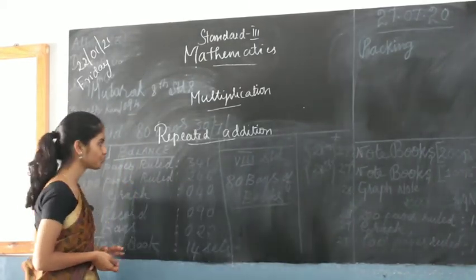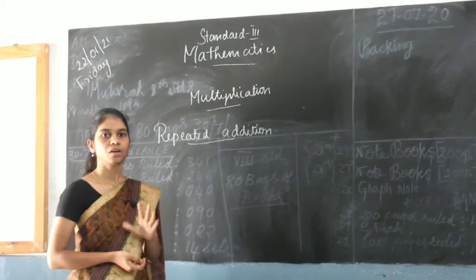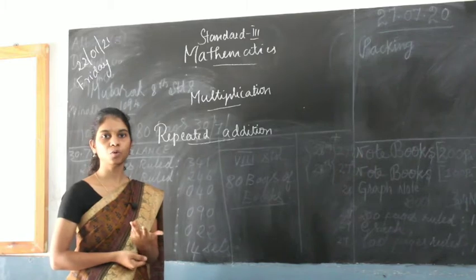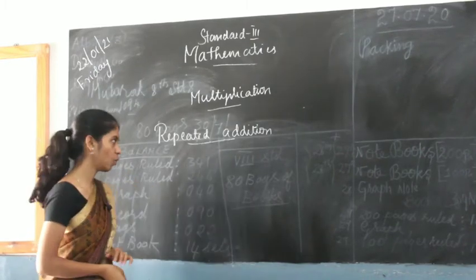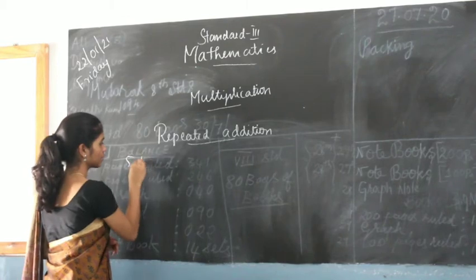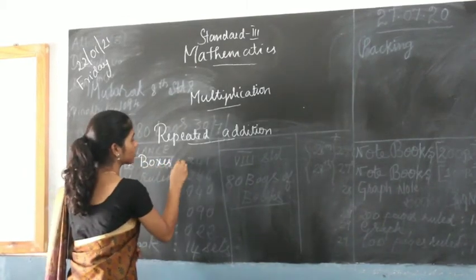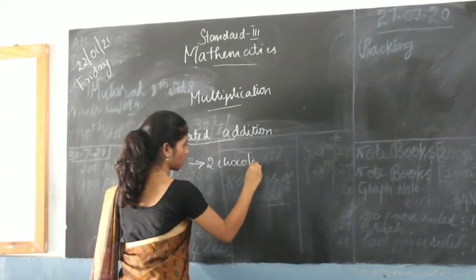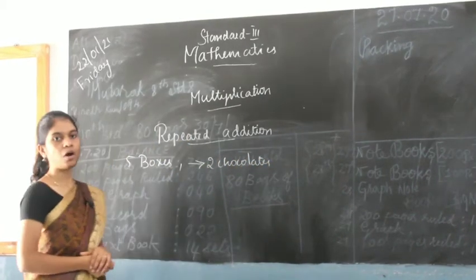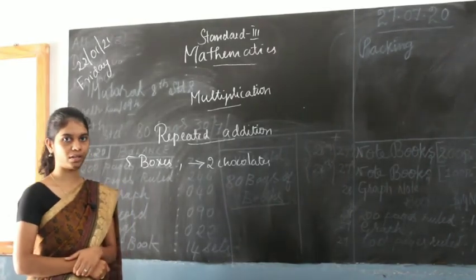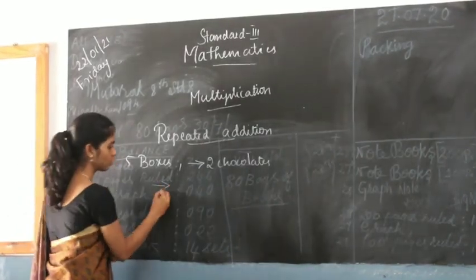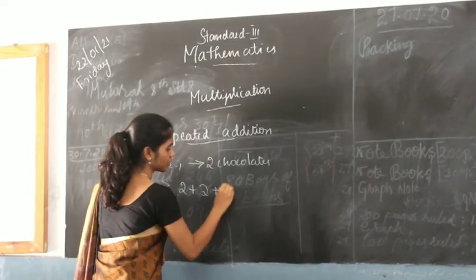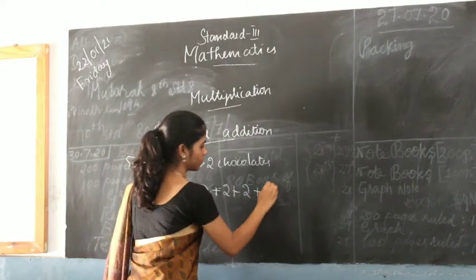For example, if you have 5 boxes, and each of the boxes contains 2 chocolates, so now how many chocolates will you have in total? If you do it in addition, you can do it like this: 2 plus 2 plus 2 plus 2 plus 2.